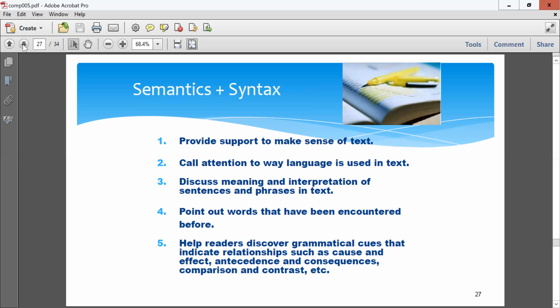Semantics and syntax. Basically, semantics and syntax have to do with making sense of text. When we discuss the meaning and interpretation of sentences and phrases, it's helpful to point out words we've encountered before, but also to help readers discover grammatical cues that indicate a relationship, such as cause and effect, antecedents and consequences, comparison, contrast.